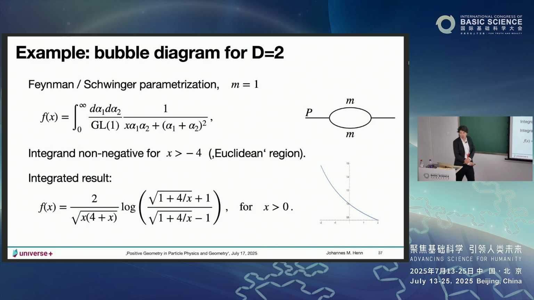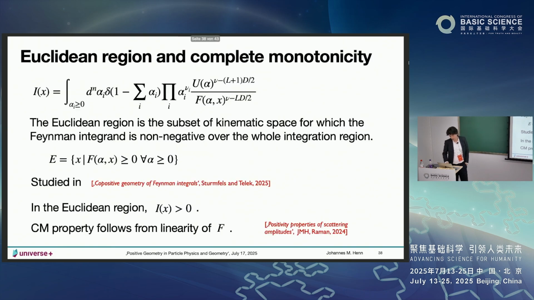More generally, it actually holds for all scalar Feynman integrals within what we call the Euclidean region. The Euclidean region is the region where this Feynman polynomial is non-negative. So that's some kinematic region. In this case, it's for x bigger than -4. One can always ask this question: for a given Feynman integral, what is that region? And then in that region, it's guaranteed that you have this complete monotonicity.